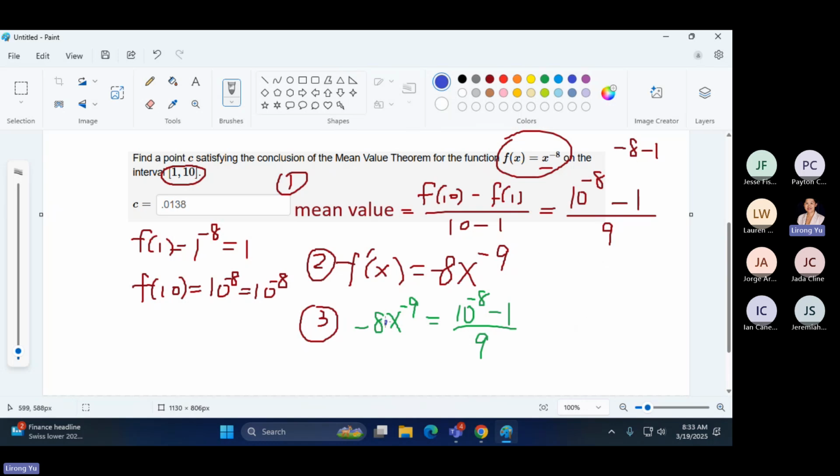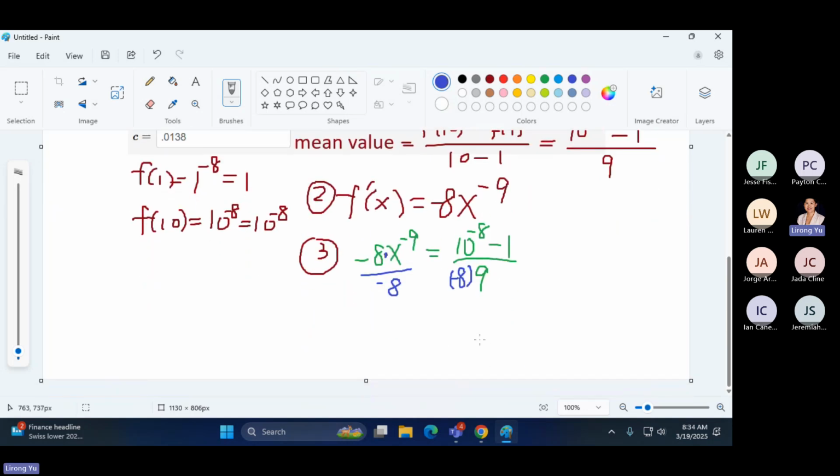Originally, it was combined through multiplication, so you can remove it by division. So we divide by negative 8. Therefore, we also have to divide negative 8 on this side. So we divide negative 8 on the left and divide negative 8 on the right. You can look at it like having an actual denominator of negative 8 on both sides of the equation. So then the negative 8 will be canceled. After we've done that, the left side will become x to the negative 9 power, which is equal to (10 to the negative 8 minus 1) over negative 72.